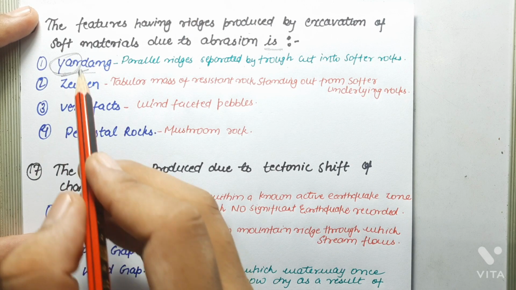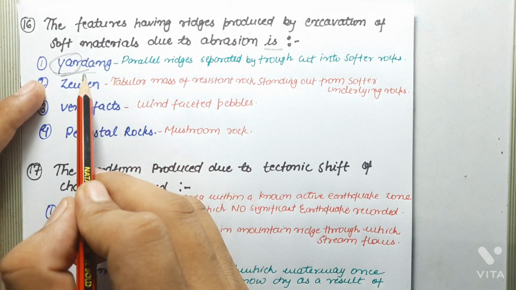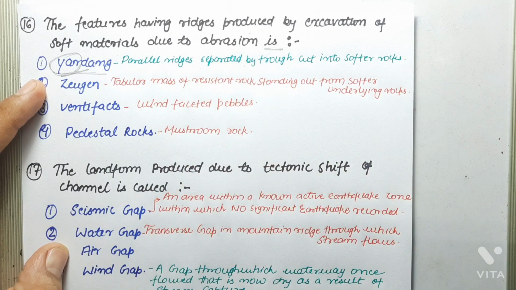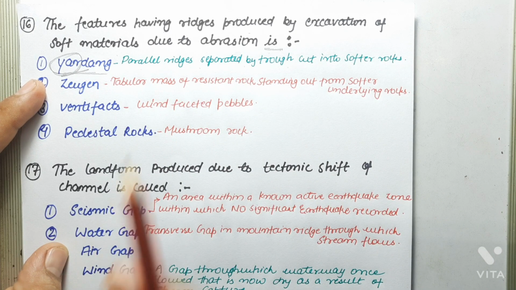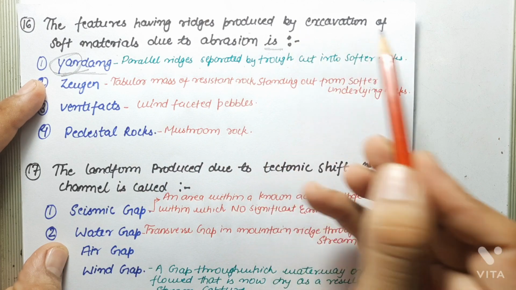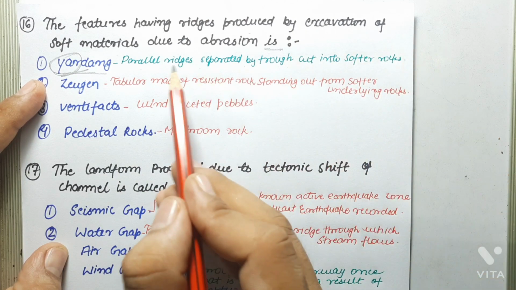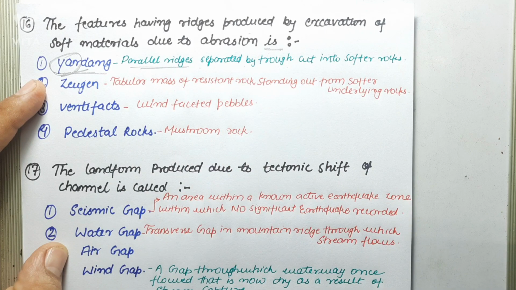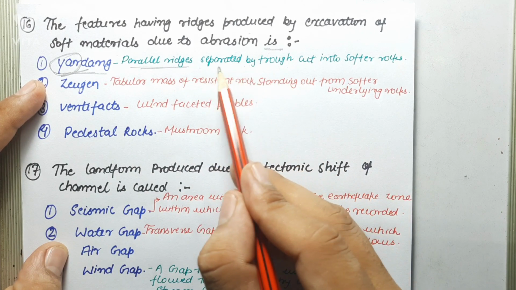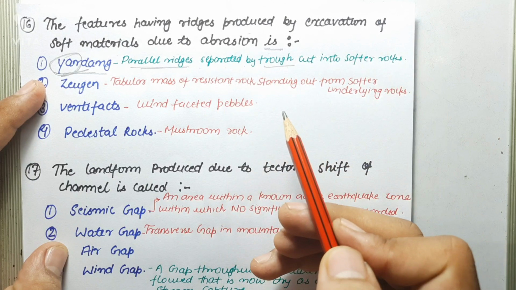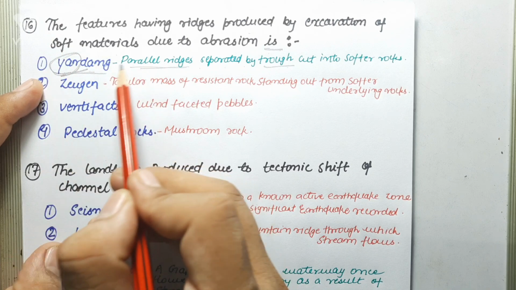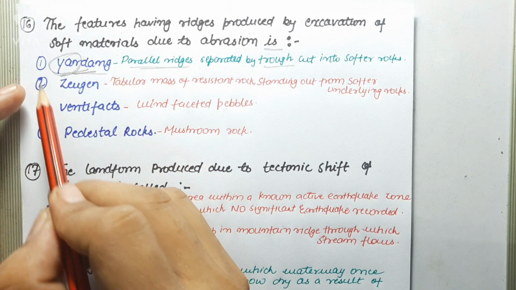In case of yardang, softer and harder rocks are vertically situated, and because of that, because of abrasion, softer rocks excavate out, and only parallel ridges of harder rocks remain, separated by troughs cut into softer rocks. So clearly yardang fits with the definition in the question. So the correct answer is yardang.